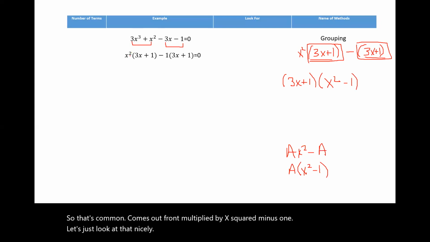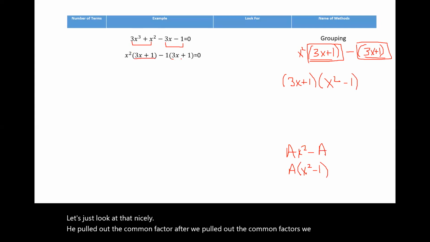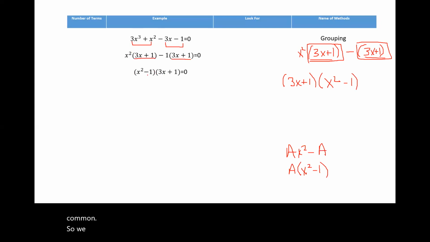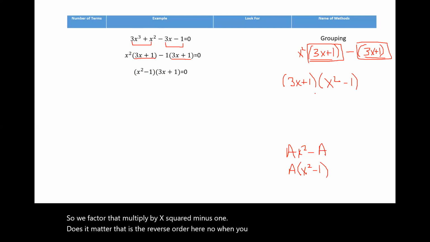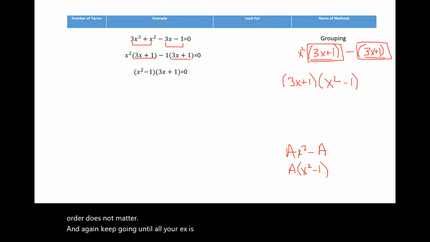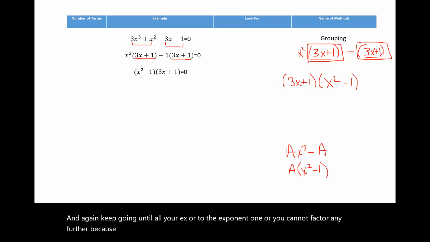Let's just look at that nicely. We pulled out the common factor. After we pulled out the common factors, we had this in common. So we factor that, multiplied by x squared minus 1. Does it matter that it's the reverse order here? No. When you multiply things together, the order does not matter. And again, keep going until all your x's are to the exponent 1, or you cannot factor any further because it doesn't factor.